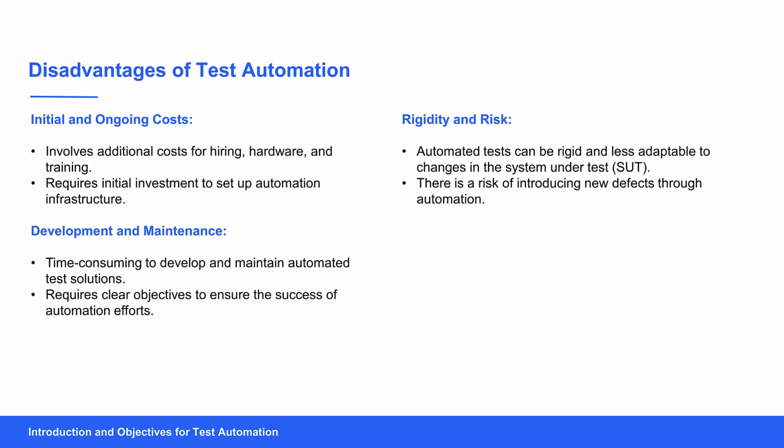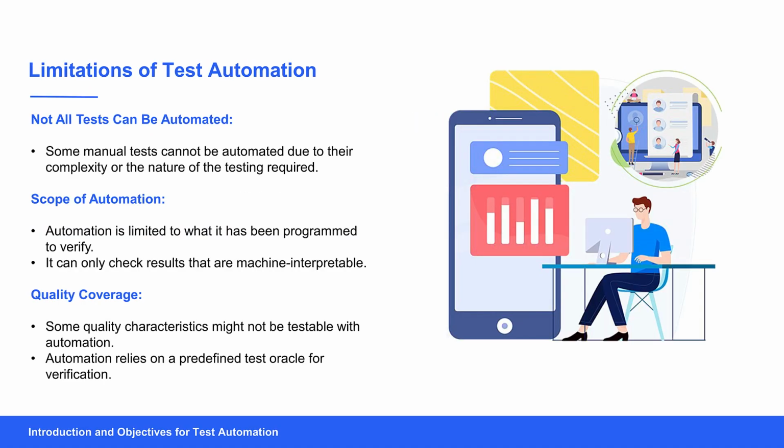Then there's the issue of rigidity. Automated tests are great at doing exactly what they're programmed to do, but that can be a double-edged sword. If your system under test, SUT, changes, your tests might not adapt well, leading to false positives or negatives. There's also the risk that your automation could introduce new defects, especially if the tests themselves have bugs. And lastly, if your objectives for test automation aren't clearly defined from the start, you might not see the returns you're expecting. So, while automation is powerful, it's crucial to approach it with a clear plan and an understanding of these potential pitfalls.